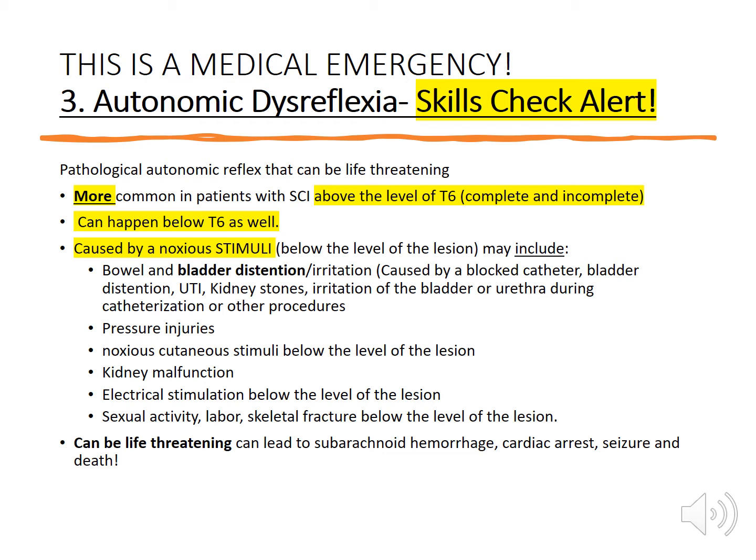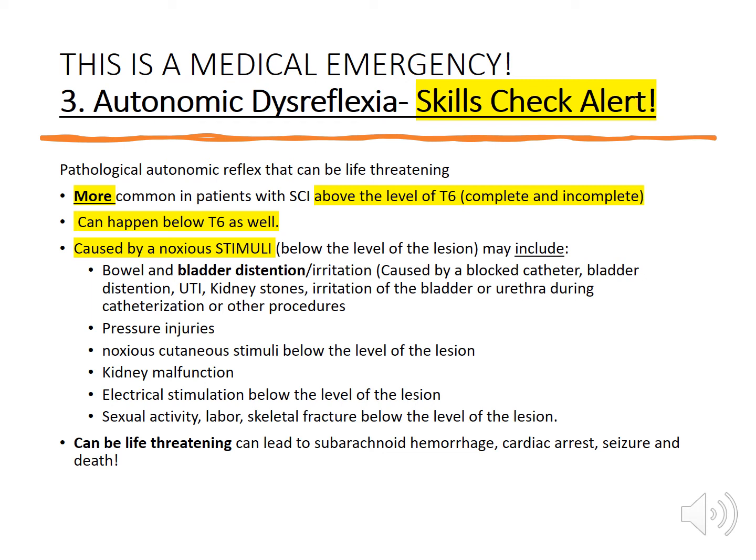It can happen in incomplete, but most of the time it happens in complete injuries. It can also happen below T6 as well. So it is caused by a noxious stimulus below the level of the lesion, which may include bowel and bladder distension or irritation. This irritation or distension typically is caused by a catheter that is blocked, by bladder distension, urinary tract infections, kidney stones, or irritation of the bladder or the urethra during catheterization or other procedures.